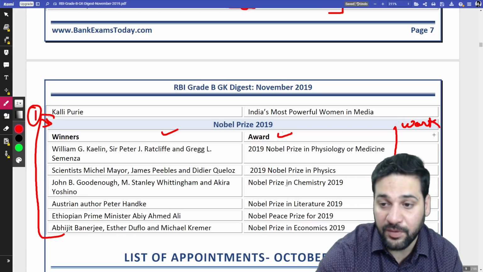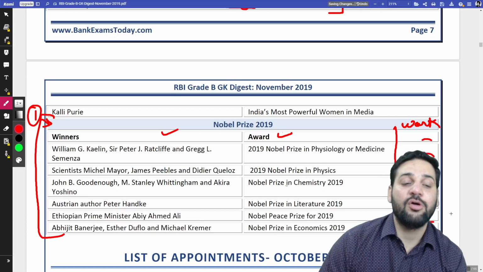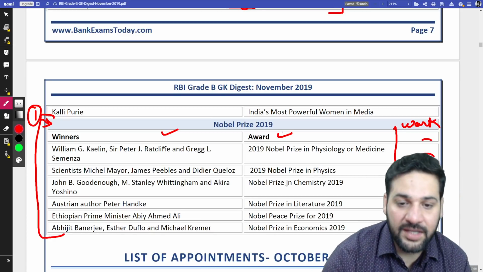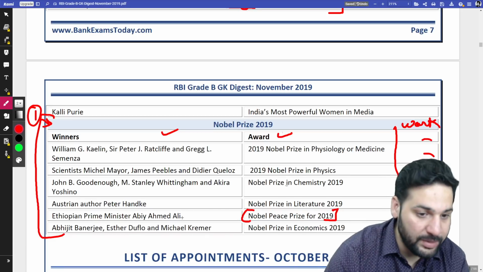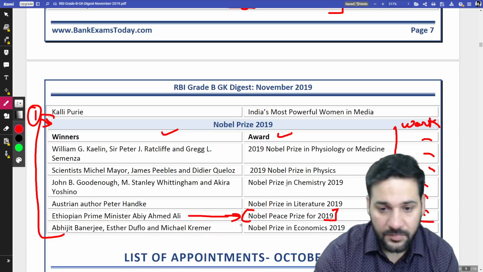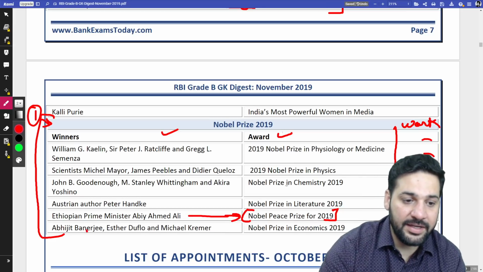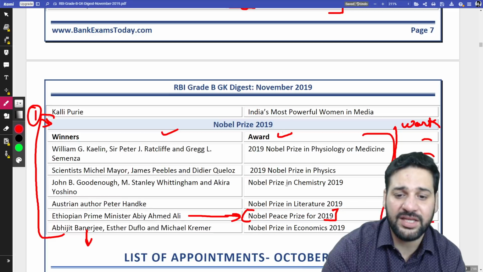I just forgot to mention it here, but it should be here: for which work they got this award. The winner, this one personally, I would say, who got the Peace Prize, is the Ethiopian Prime Minister Abiy Ahmed Ali. And for economics, he's an Indian, Abhijit Banerjee. So that's why it's really important. So this whole table is very important.